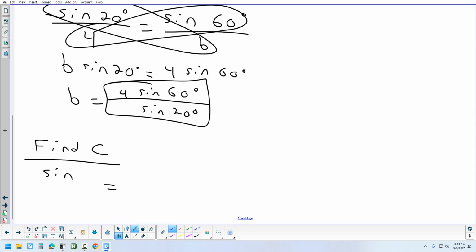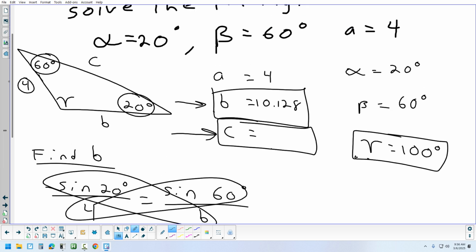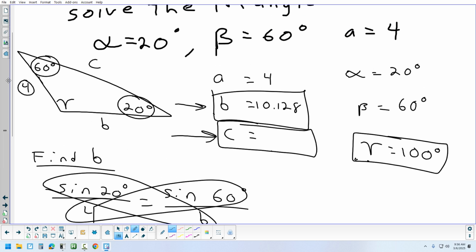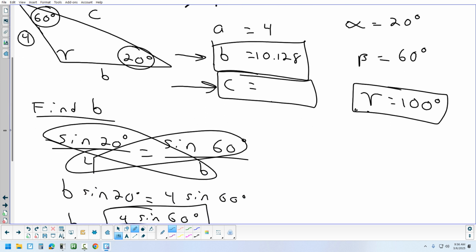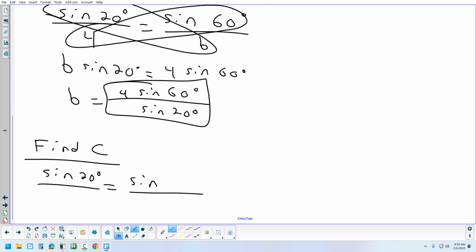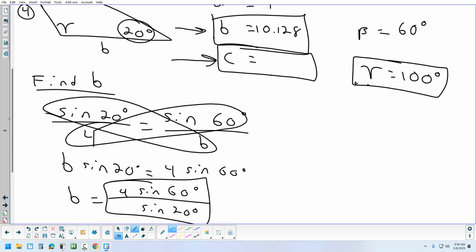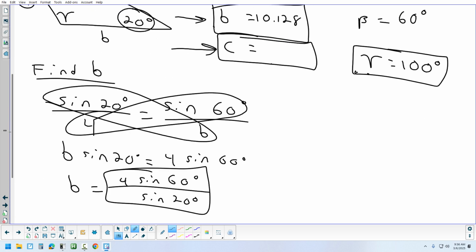So you always start with sine and sine, and you pick a row that has everything in it. Now I have two rows that have both pieces of information. Which row should I choose? Row A. How come? Because that's guaranteed correct. We at least know everything there is correct and accurate. There's no decimals. So we're going to do sine 20 over 4 equals, and what's going to go on the other side to find C?